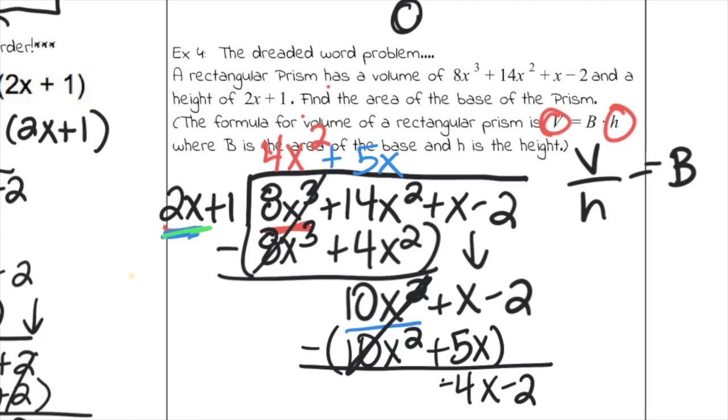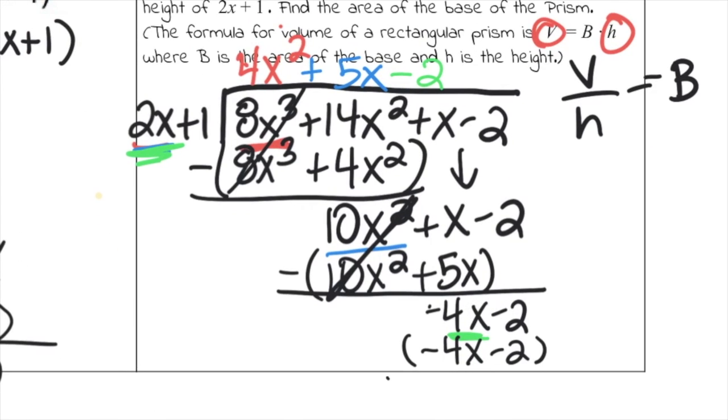So repeat. What do you need to multiply 2x by to give you negative 4x? Which is going to be minus 2. And with minus 2, that's going to give me negative 4x minus 2. If I subtract that, that is going to cancel the 4x's and the minus 2, so I have a remainder of 0.